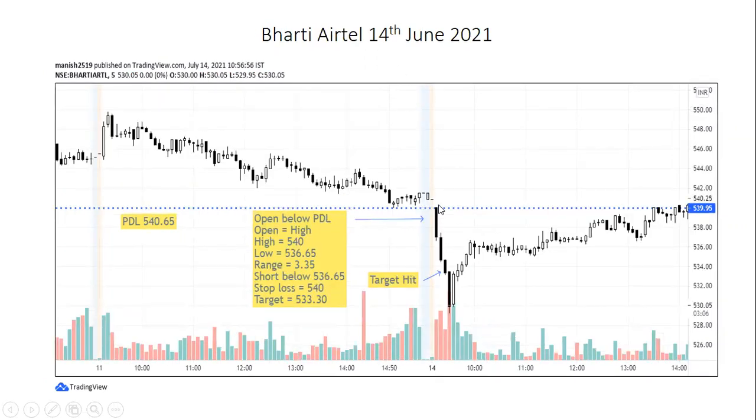Bharti Airtel, first candle open equal to high formation, gap down opening. Take short trade below first candle low, first candle high stop loss. In 2 candles, we got target on 5 minutes time frame.